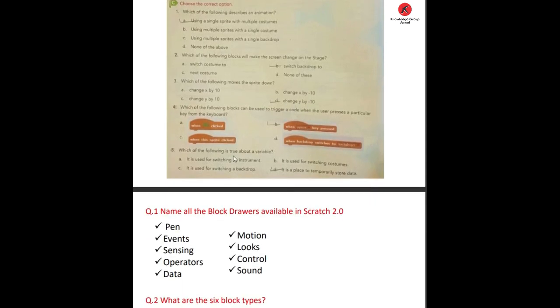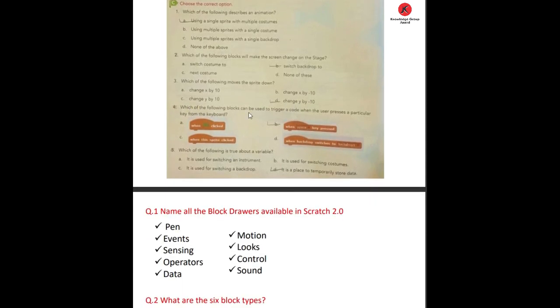Now choose the correct option. Which of the following describes an animation? A, using a single sprite with multiple costumes, that is called an animation. Which of the following blocks will make the screen change on the stage? Switch backdrop to. Which of the following moves the sprite down? Sprite down means minus y. Change y by minus 10.